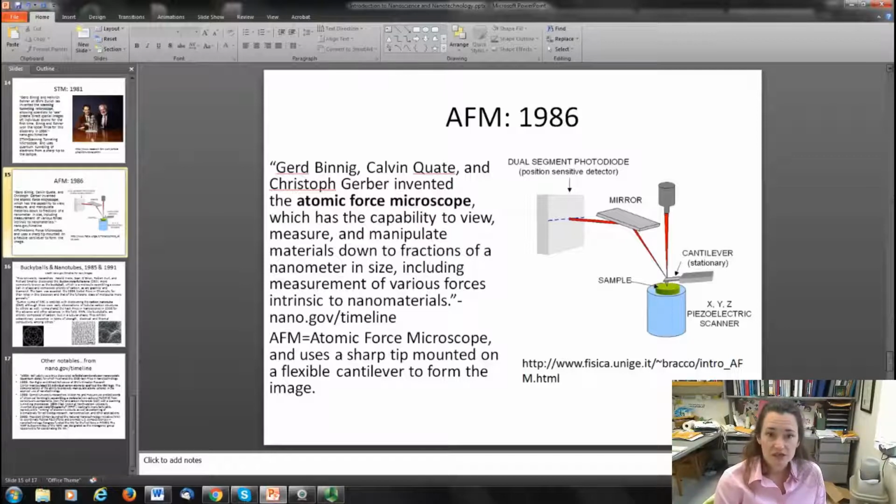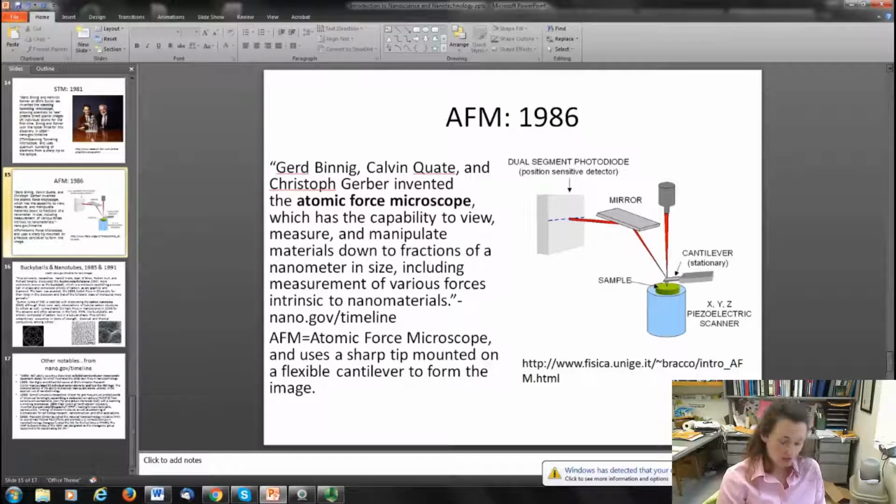So in 1986, Binnig, one of the same guys that helped invent the STM, along with some new people, Quate and Gerber, invented the atomic force microscope, and that has the capability to view, measure, and manipulate materials down to fractions of a nanometer in size, including the measurement of various forces intrinsic to nanomaterials. And how that works, just briefly, we're going to talk more about this later, but in the image that you see here, there's a laser beam that reflects off the back of a cantilever, and on the bottom of the cantilever there's a very sharp tip.